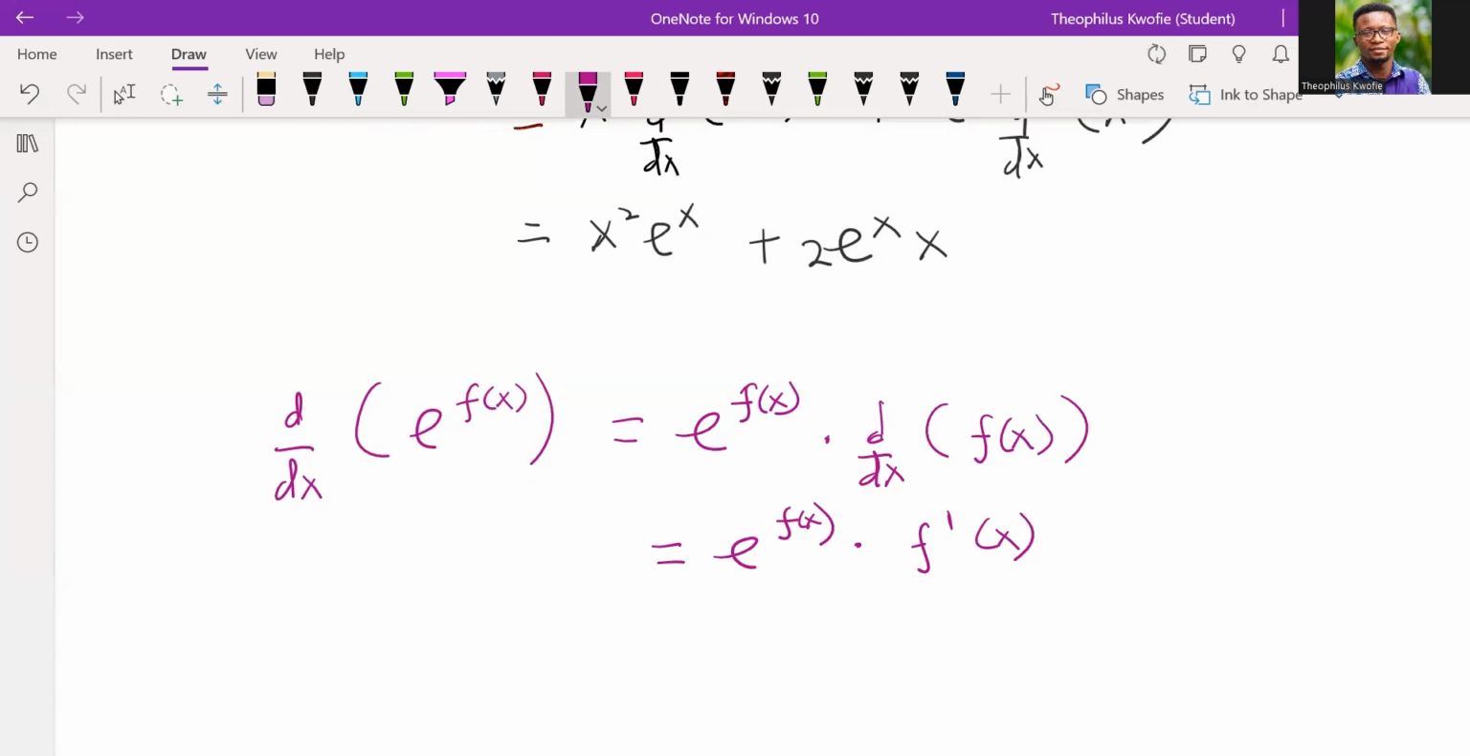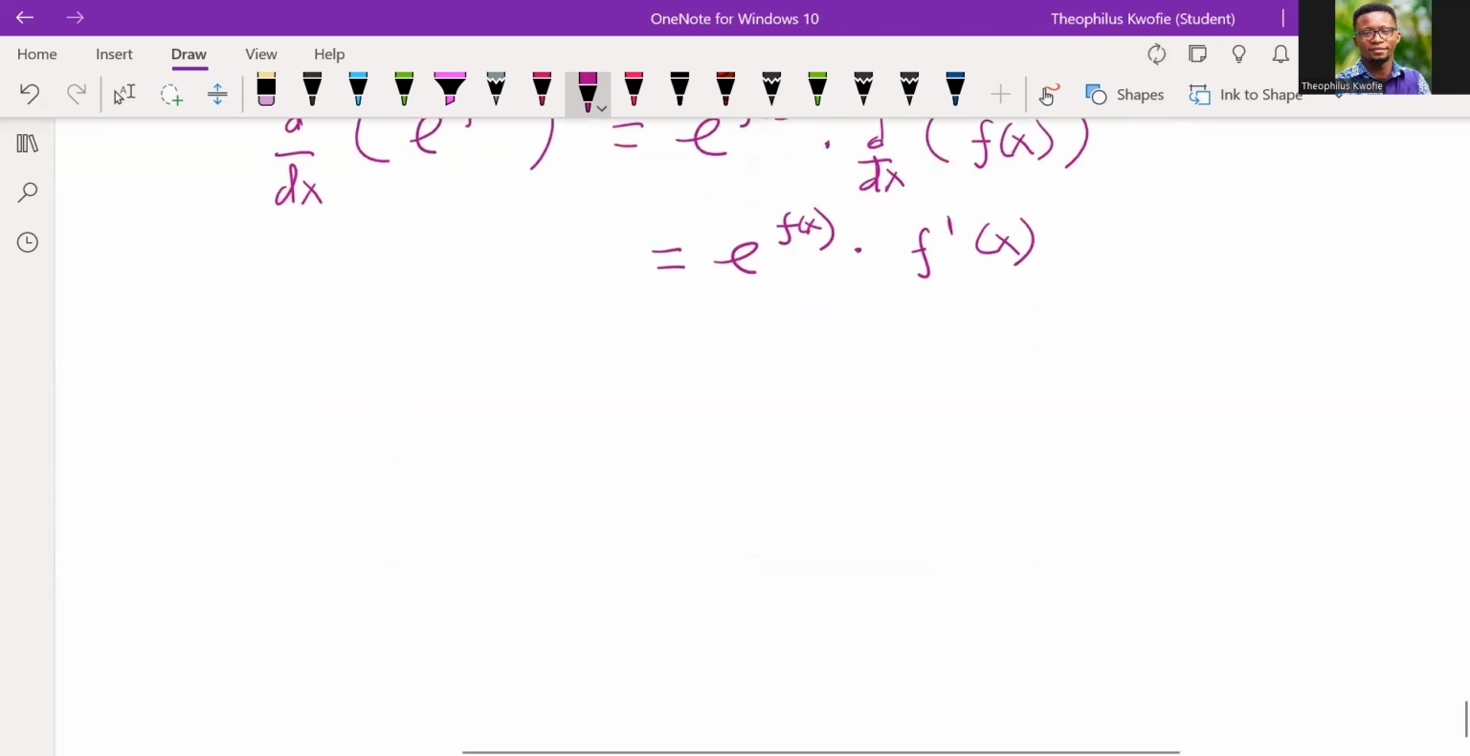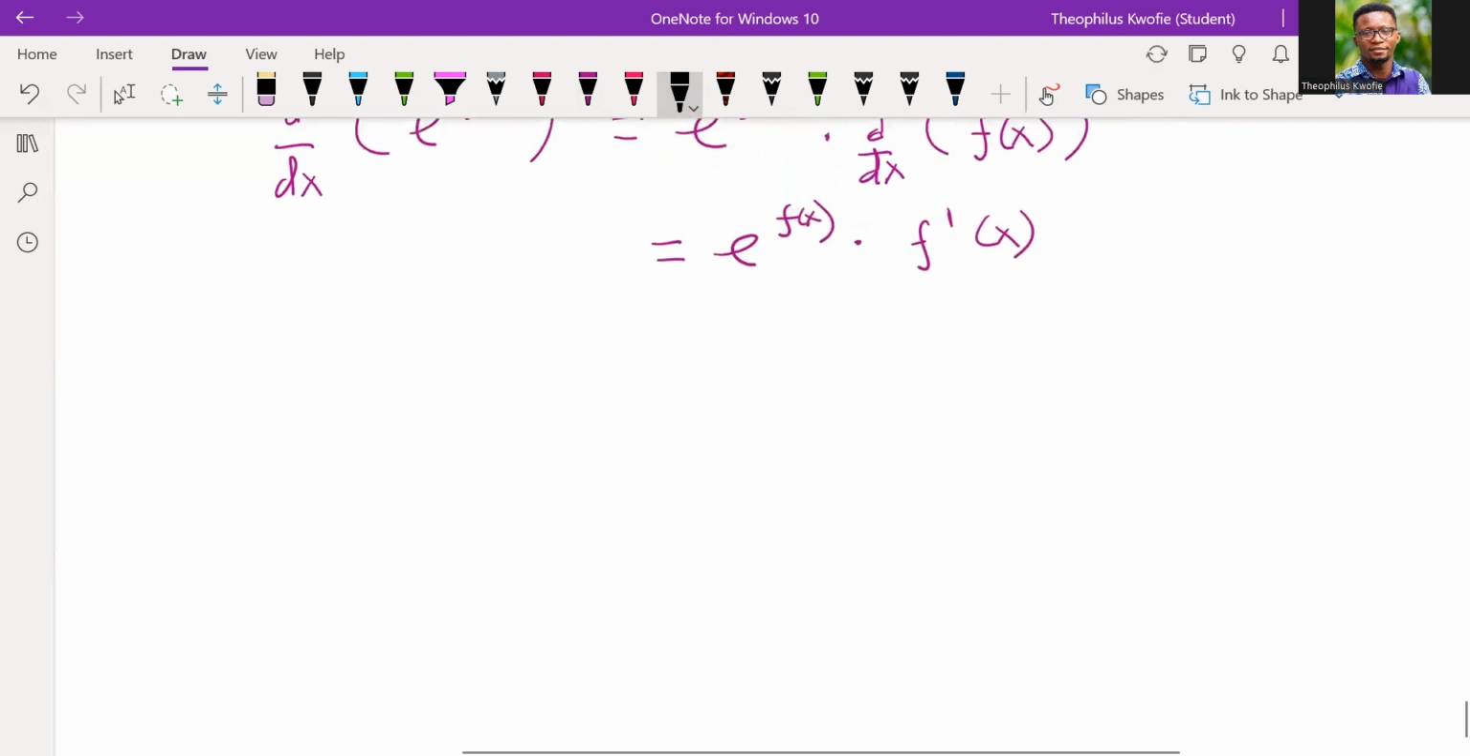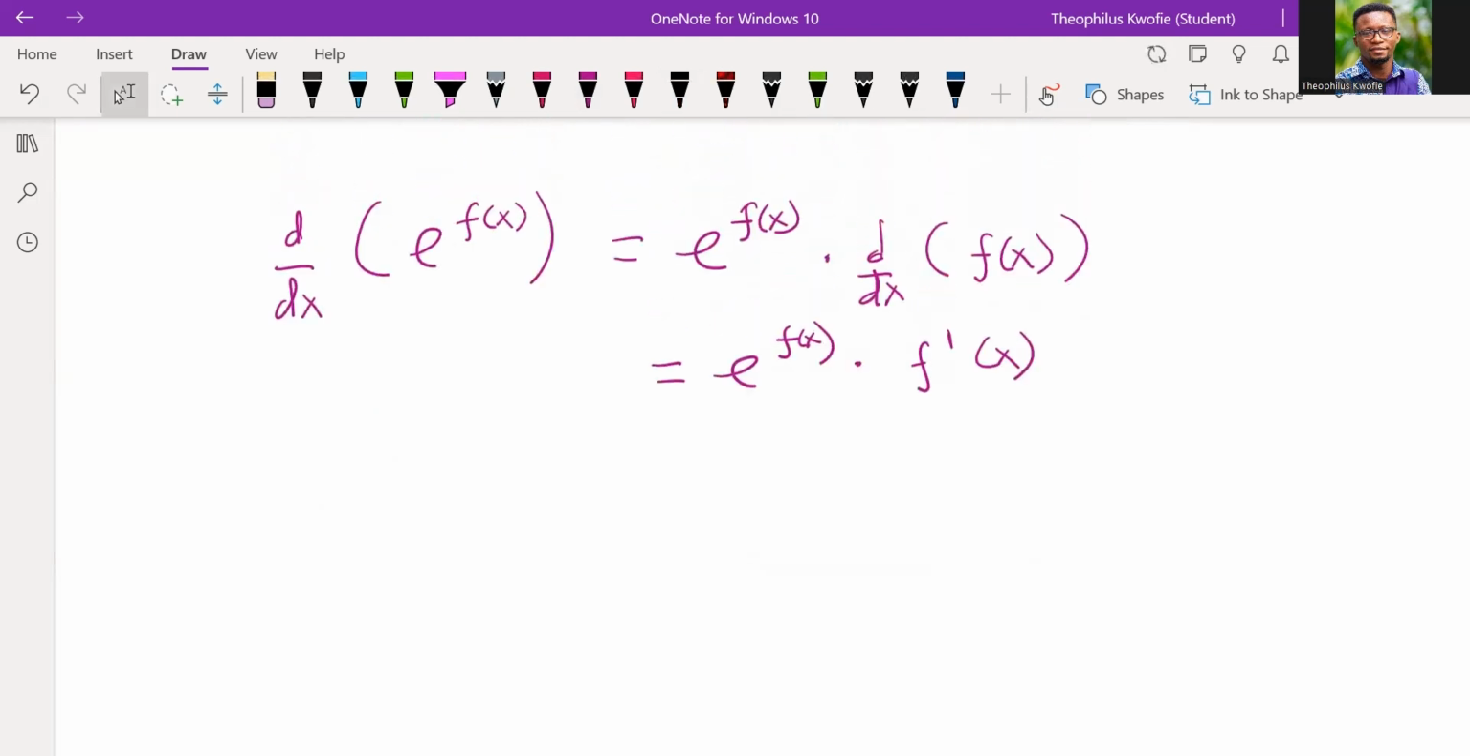So over here we claim that the derivative of e to some power is the product of e to that power and the derivative of the power. I want you to take note, very, very important. So if I give you an example like this, how do we approach it?